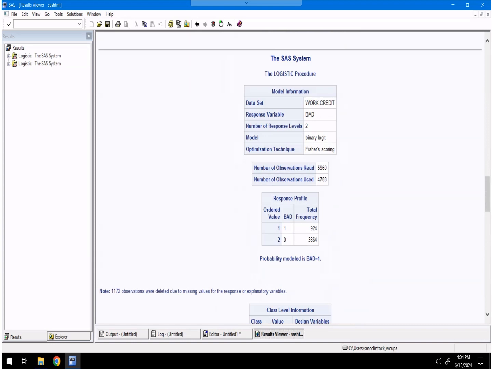All right, so here is our output from Proc Logistic. I'll go over some of it. So notice it says that 1,172 observations were deleted. So there is a lot of missingness in our data. That can be a common problem. There are some ways of working around it, but Proc Logistic by default just will not use any observation for which it's missing information.